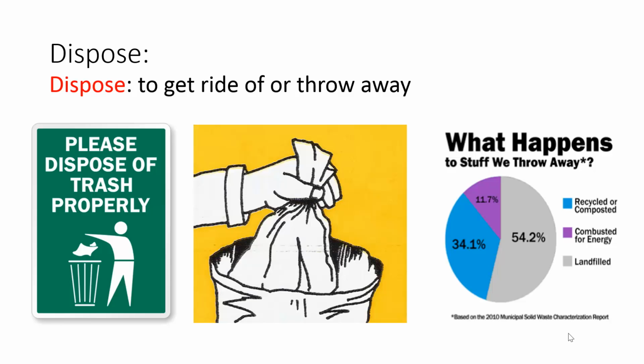Now the last thing is actually kind of sad, and it's the last part of the pie chart that takes up over half of it. 54.2% of the things that we throw away actually go into a landfill. A landfill is when trash is thrown into the ground and then covered by dirt. It's extremely hazardous for the environment and not very nice to look at. Go ahead and pause this video and write down the definition of dispose.